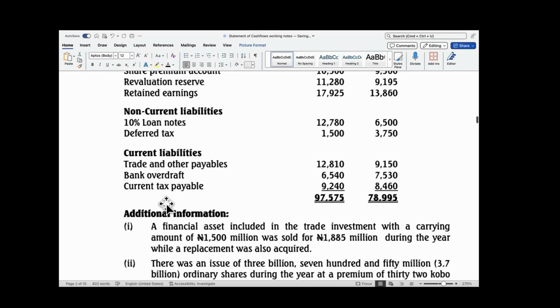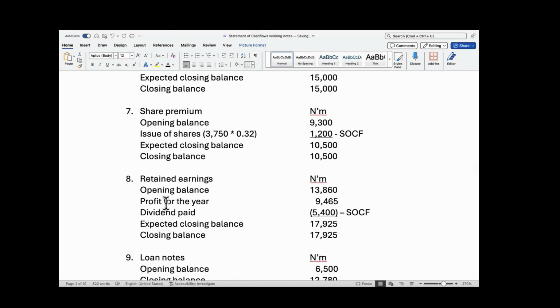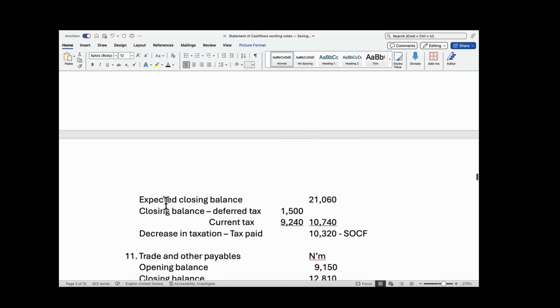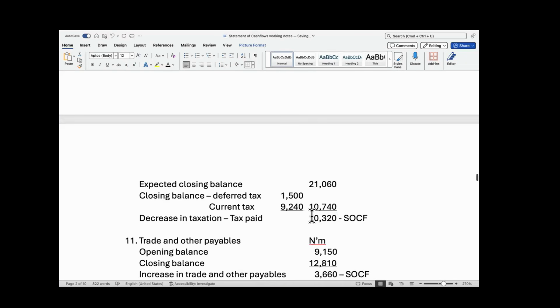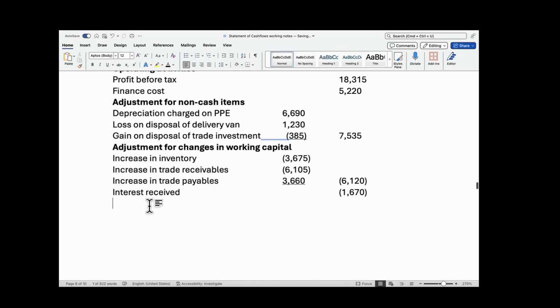Thankfully, I already did the workings for that in note 10. I already got my tax paid as 10,320. So I will have my income tax paid as 10,320. Then I'll go ahead with whatever I'm doing.